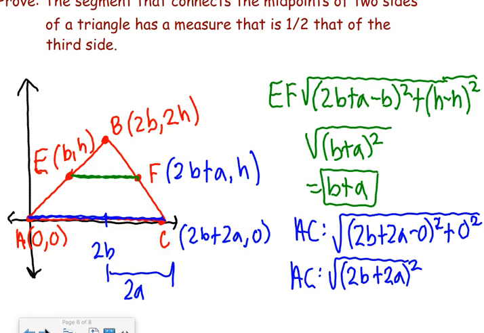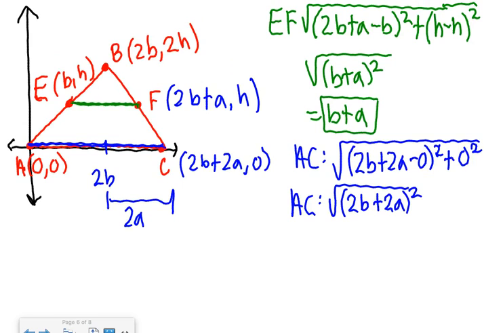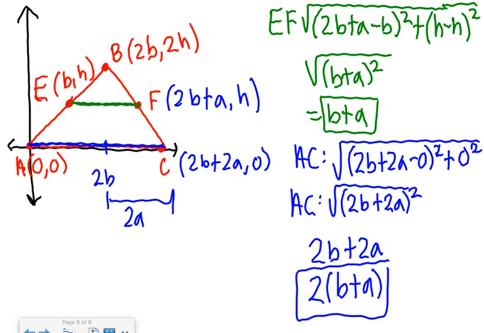Are you guys to this point? Sure. So this square root and that 2 are going to cancel, right? So there's just 2B plus 2A. What can I factor out of that? 2. So 2 times B plus A. So now did I show that this is half this amount? Yes, ma'am.